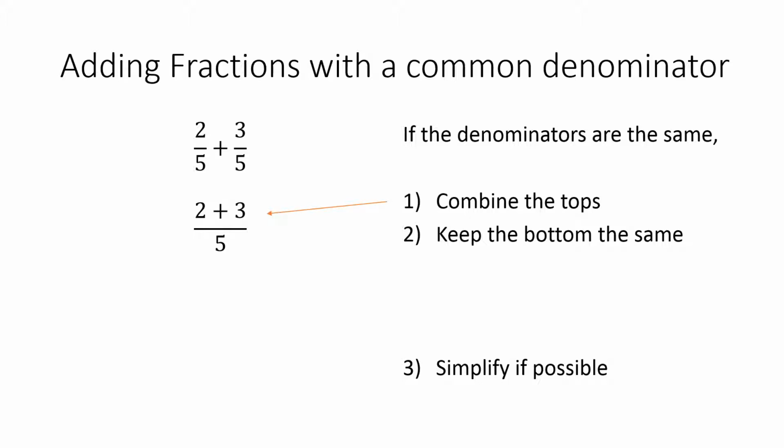We want to combine what's on top. So in this case, we have 2 over 5 plus 3 over 5, same denominator, so we add the 2 plus 3 on top. You keep that bottom part the same, so it stays 5. We add. 2 and 3 is 5. We have 5 over 5.